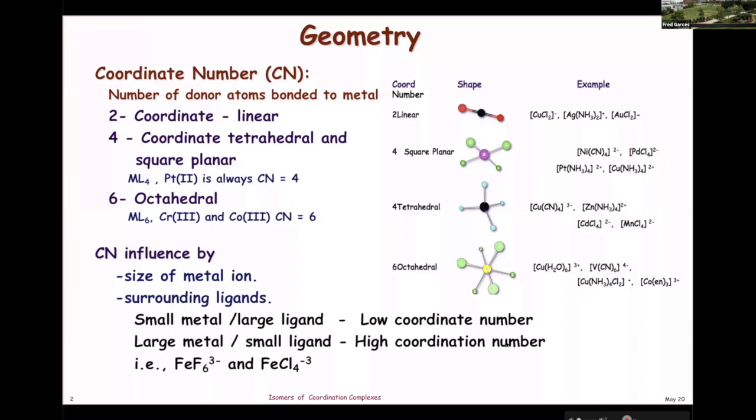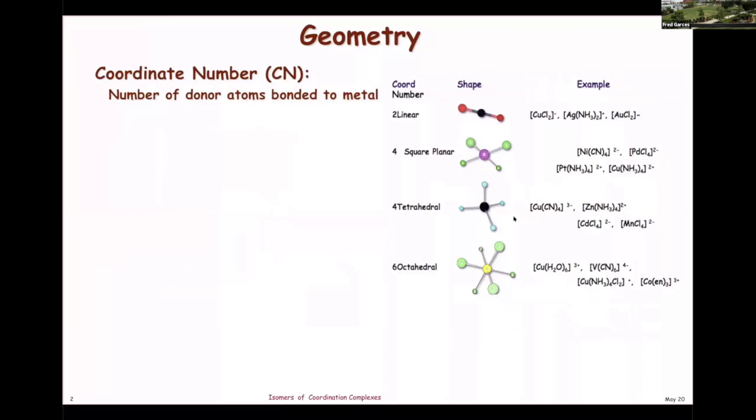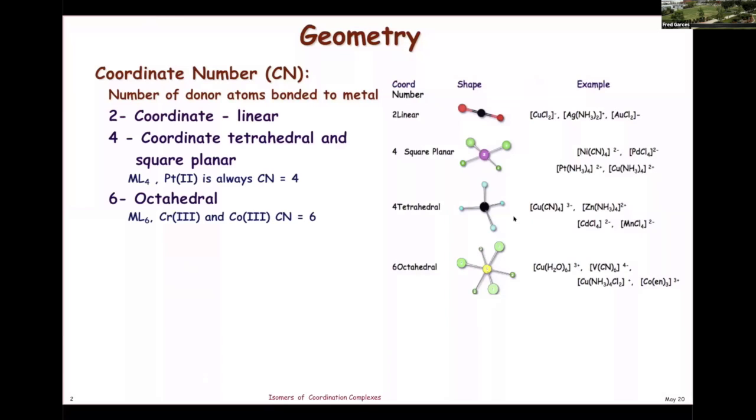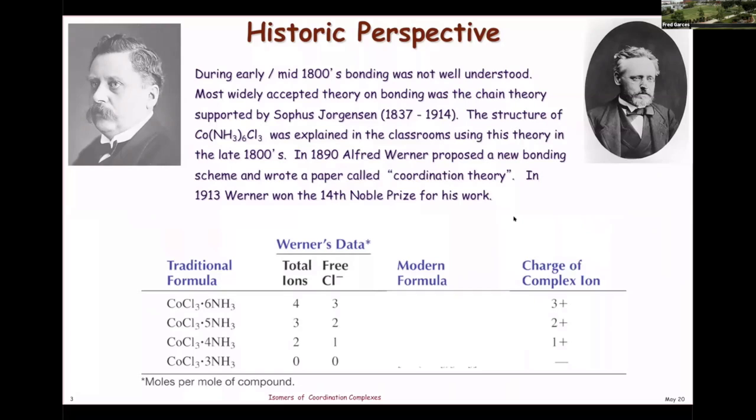So in this discussion right here, I already told you about the geometries for these compounds, either linear, square planar, tetrahedral, octahedral. Those are common geometries. Coordination chemistry was discovered, or was born, by 2 chemists. One was Sophus Jørgensen, that's this guy right here, and Alfred Werner, that's this guy right here.